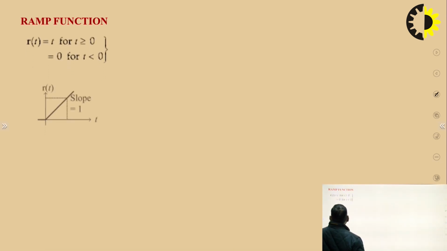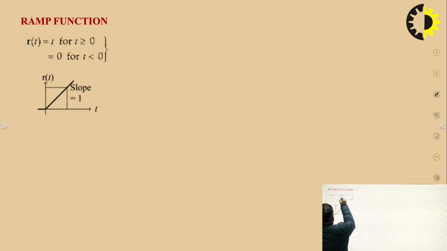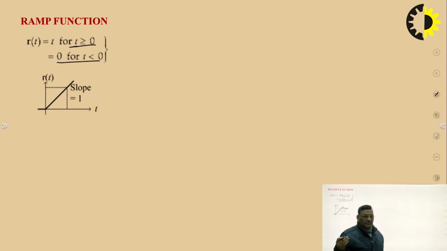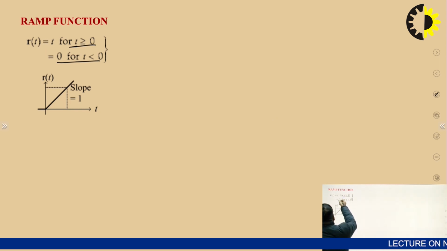Now come to another singularity function, that is the ramp. So the ramp is mathematically defined as r(t) equal to t for t greater than 0, and 0 for t less than 0. So for t less than 0, its value is 0. For t greater than 0, its value is t. From an analytical point of view, we take t greater than or equal to 0, r(t) equal to t. So this ramp function increases linearly with time. So this is the mathematical expression, and this is the graphical representation of the ramp function.